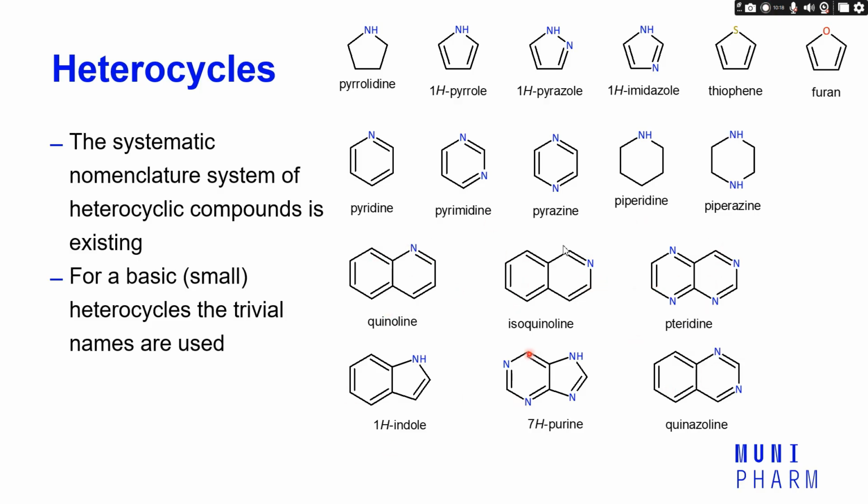The last heterocycles are slightly more complicated. They are condensed with a benzene or other ring, and this is in fact mostly for your information. And most important, I think, are these first two rows for you.